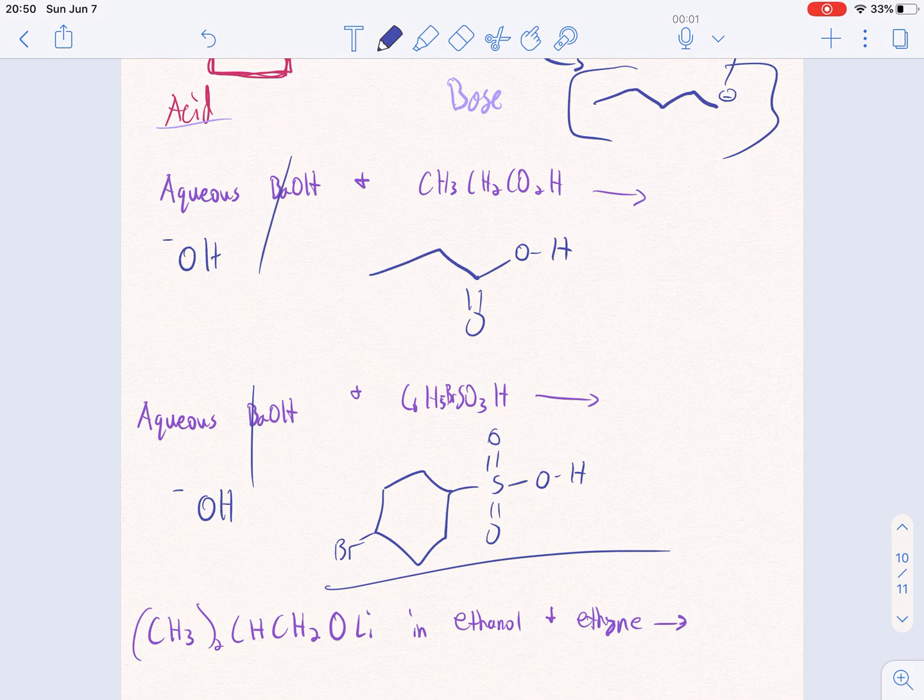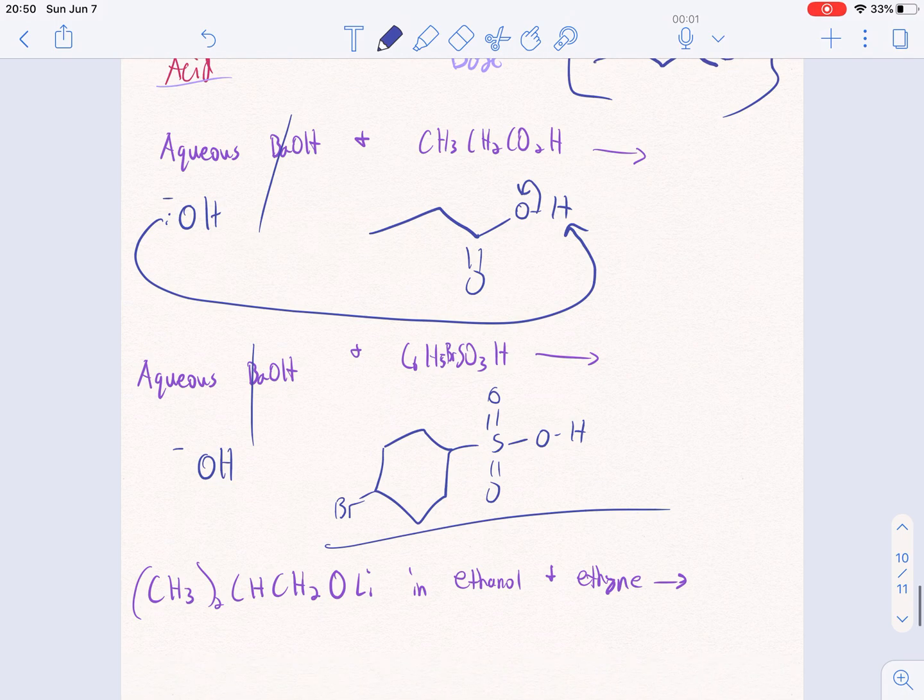okay? And so the base, like what bases do, arrow is going to come from the electrons to the proton, if there's a proton to get pulled off, or to the acid, pulling that hydrogen and then moving these electrons onto the oxygen.